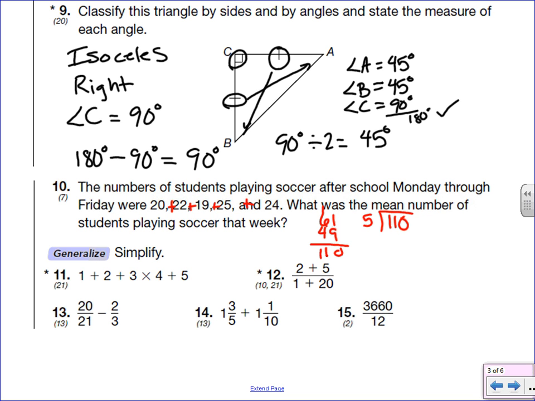5 goes into 11 twice. 2 times 5 is 10. 11 minus 10 is 1. Bring down the 0. 5 goes into 10 twice. 2 times 5 is 10. 10 minus 10 is 0. So the mean number is 22. 22 students.